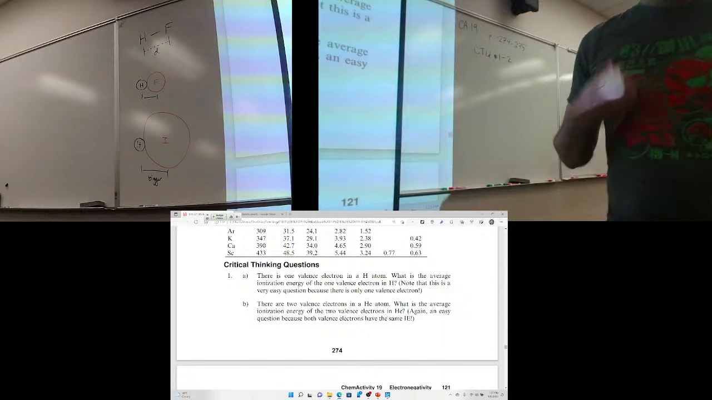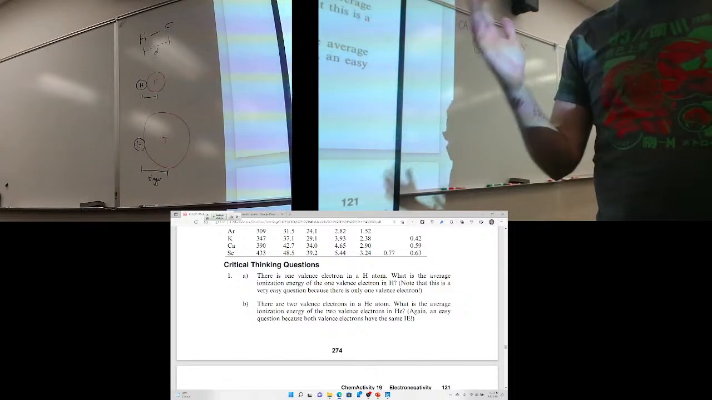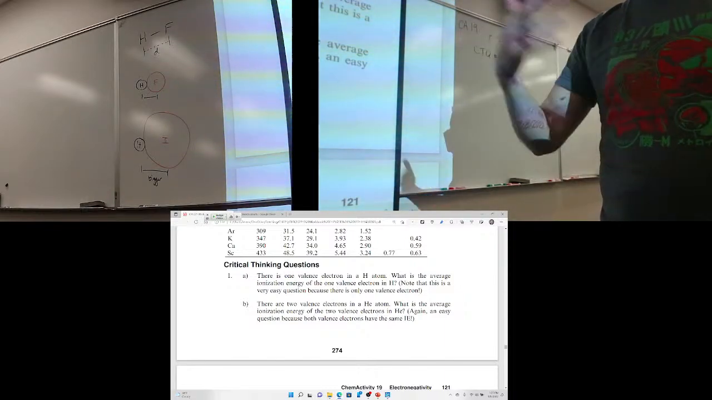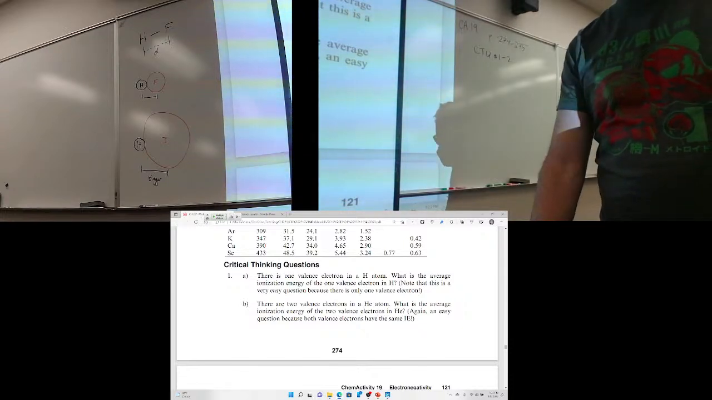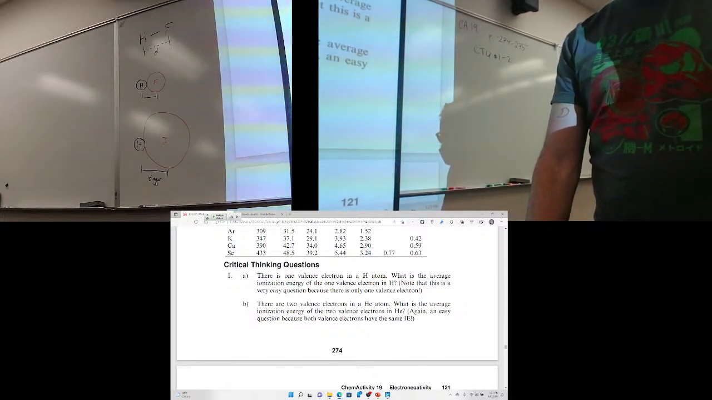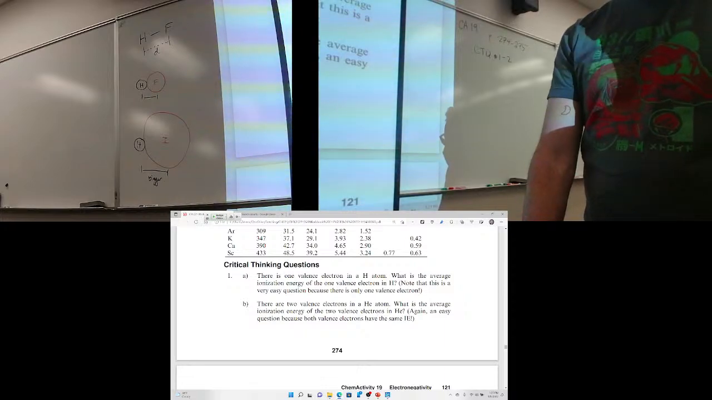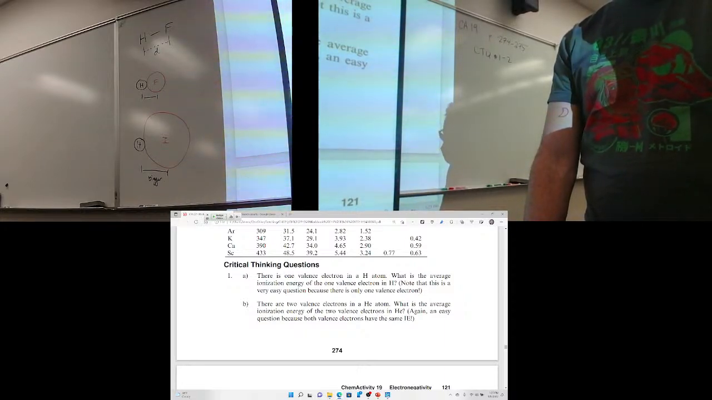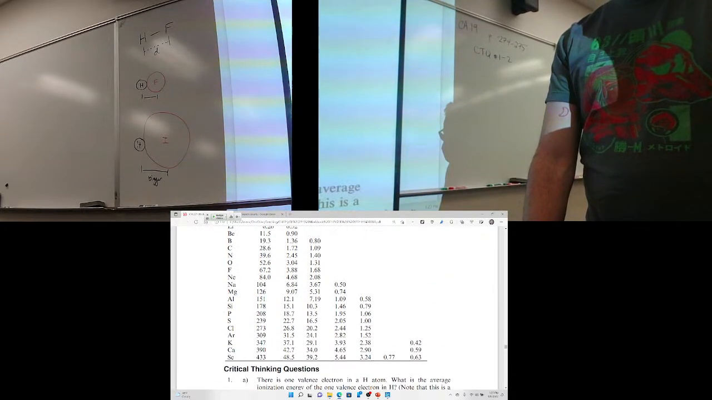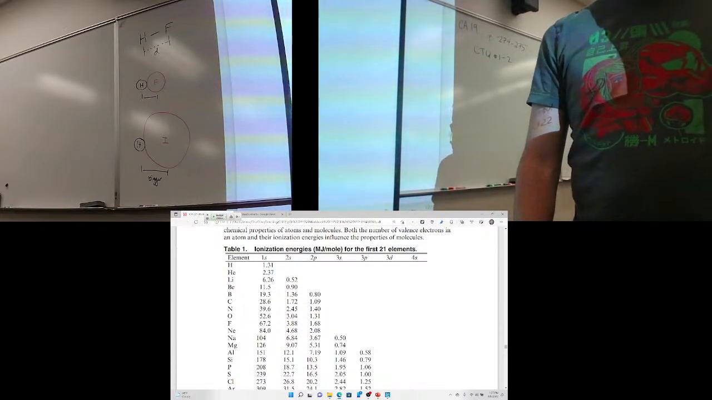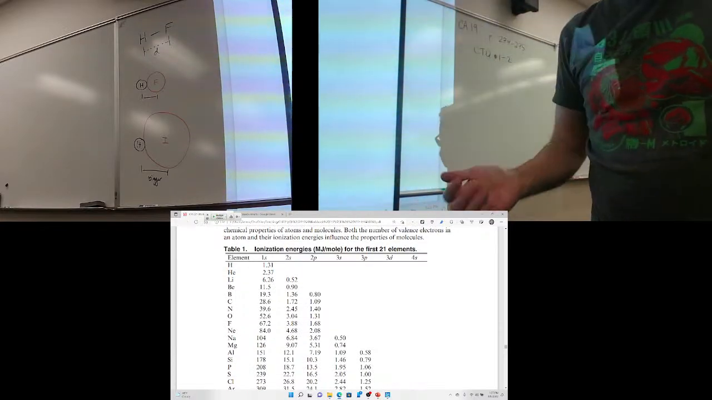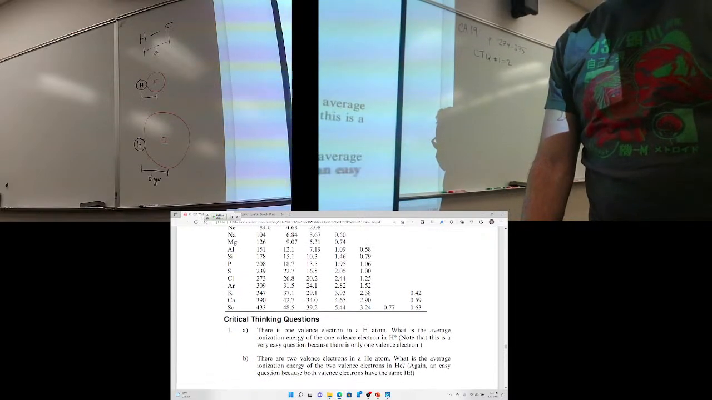Mostly done. Hopefully this wasn't hard, because we're just trying to get you back into thinking about these kinds of energies again. So we have one valence electron in hydrogen. What is the average ionization energy of one valence electron in hydrogen? What is it? 1.3. Yeah, there's only one, so that's the average, 1.31.